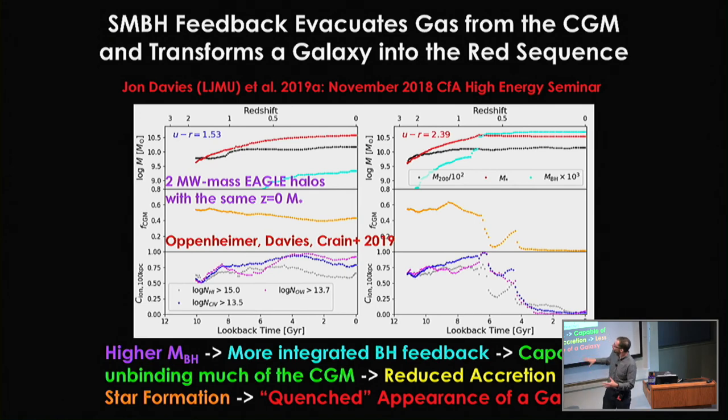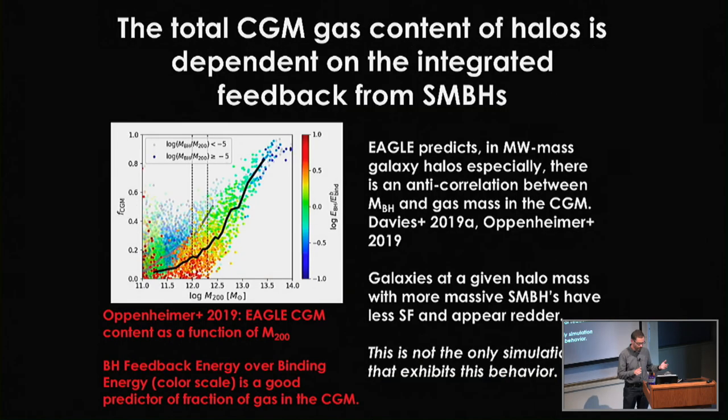I want to really observe this sequence, whether a higher mass black hole leads to more integrated black hole feedback. This is capable of unbinding much of the CGM, reducing accretion, reducing star formation, and giving more of a quenched appearance of a galaxy, or a quenched galaxy.